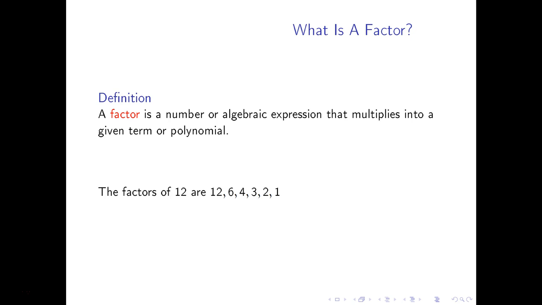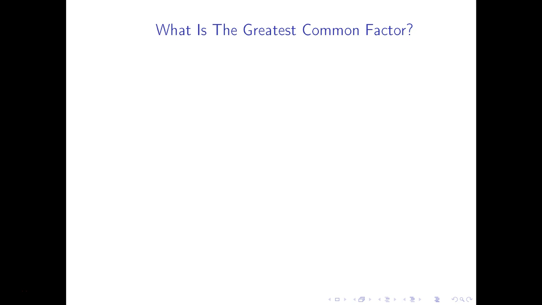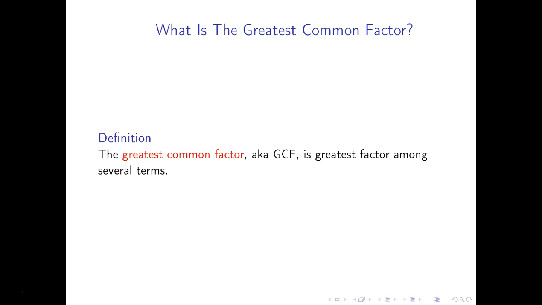Well, the same idea is with a polynomial. You're asking what are smaller polynomials or numbers that I can pull out of an entire thing. So this is the opposite of all the multiplication we did at the end of chapter 5. So what is the greatest common factor? Well, a couple key terms here: greatest, common, and factor. Greatest means it is the biggest factor among all the terms. So that's why it's common.